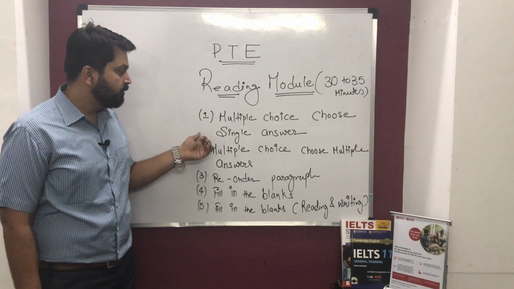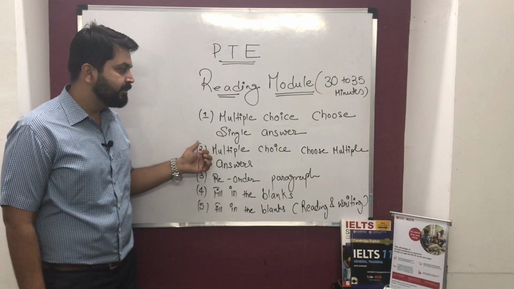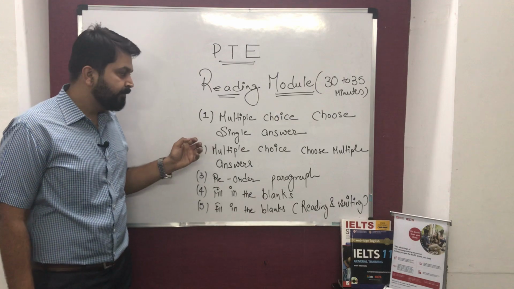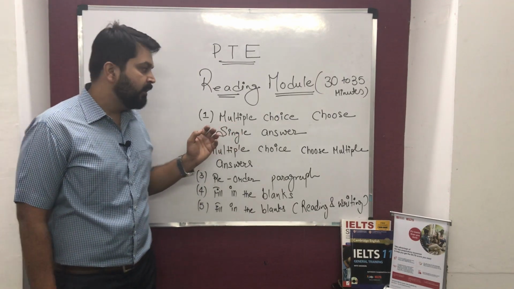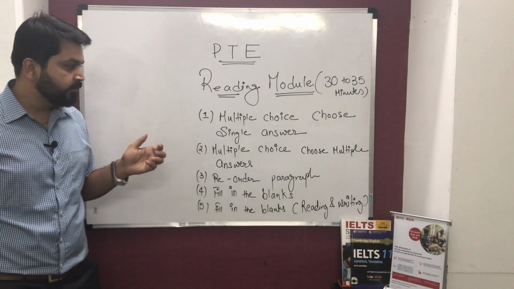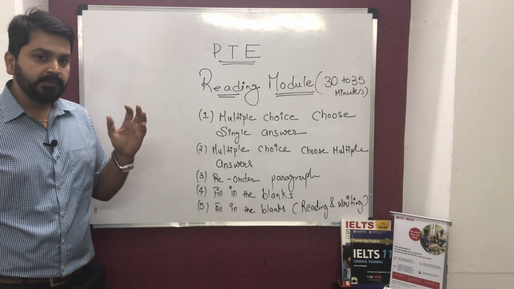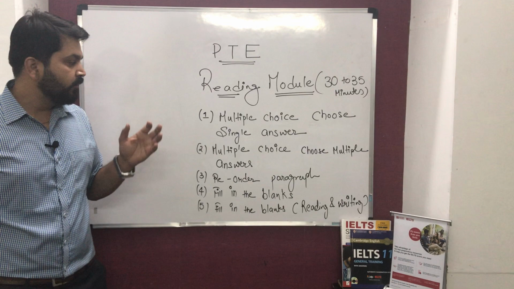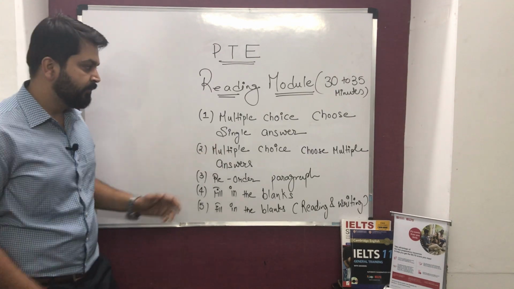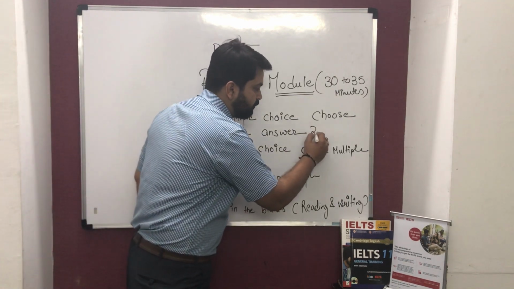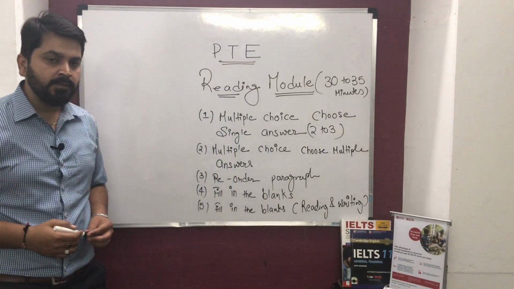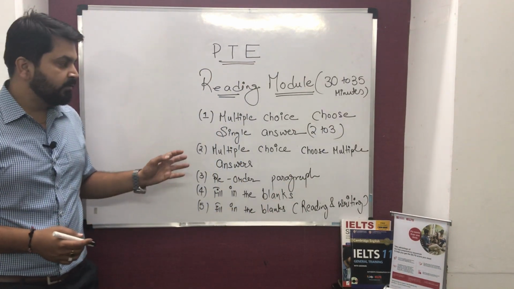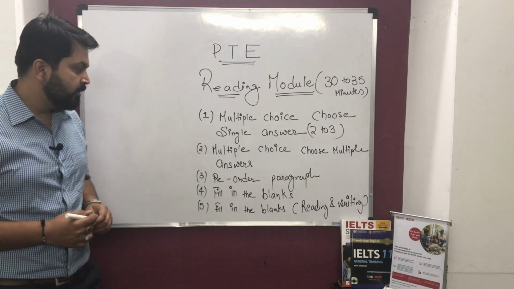So let us talk about the first one, that is multiple choice, choose single answer. In this question type you will have a small paragraph on screen and there will be 4 to 5 questions. After reading the paragraph you have to choose one single answer, and there will be around 2 to 3 question types like this. Fine. So you have to choose a single answer after reading a small paragraph.